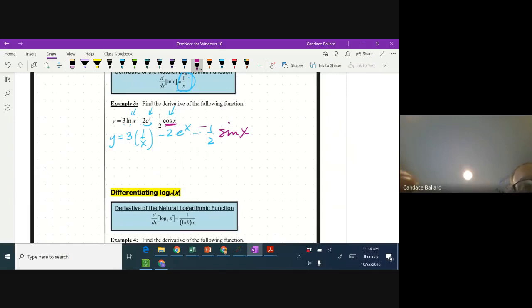So let's clean it up just a little bit. I know that this could be written as 3 over x. In fact, most of the time, because I've done this a really long time, I will just typically go right to that when I see the natural log. Whatever the coefficient is goes on the top, and the x goes on the bottom. I didn't have to clean that up. Double negative goes positive. 1/2 sine x.